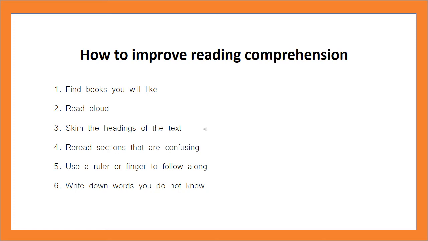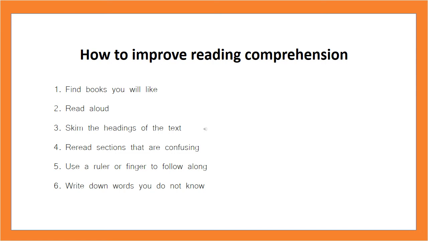Hearing the words out loud helps many students gain a better understanding of what they are reading than they are able to get while reading in their head. 3. Skim the headings of the text. Quickly skimming the headings of a book gives students a high-level overview of what they are reading. You can use the headings to quickly understand what the reading is about and the main points before he or she actually starts reading.